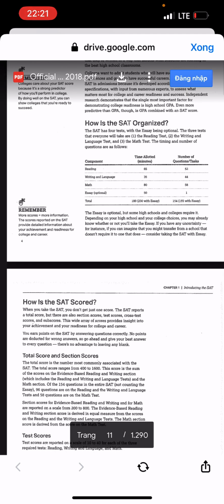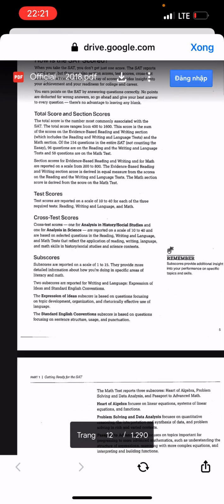Remember, more scores, more information. The scores reported on the SAT provide detailed information about your achievement and readiness for college and career. The essay is optional, but some high schools and colleges require it. Depending on your high school and your college choices, you may already know whether or not you'll take the essay. If you have any uncertainty, for instance, if you can imagine that you might transfer from a school that doesn't require it to one that does, consider taking the SAT with essay.